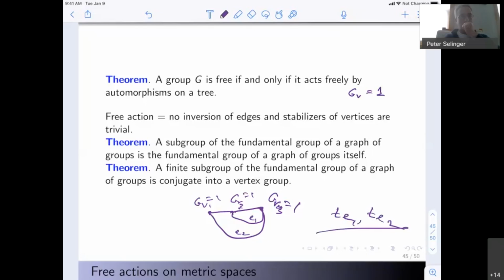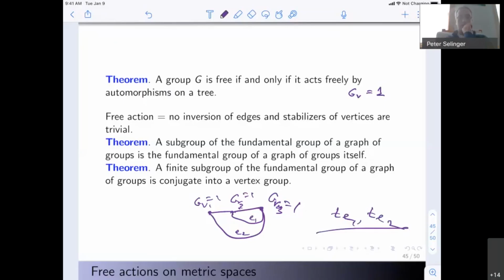Excuse me? How do you know that the factor graph is finite, or does it not matter if it's infinite? Basically it does not matter. Okay. If the group is free, then all the stabilizers of vertices are going to be trivial. So finite or infinite, maybe there are infinitely many edges, like this H and N edges. Okay, thank you.